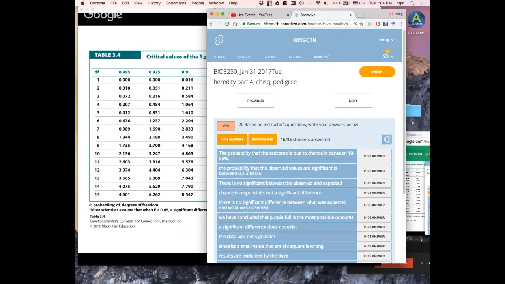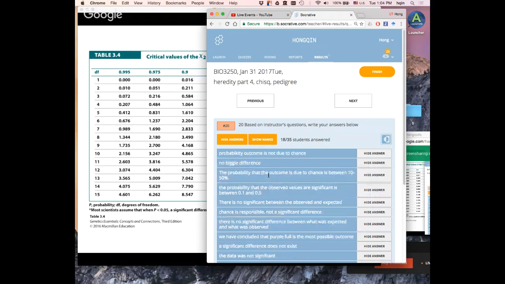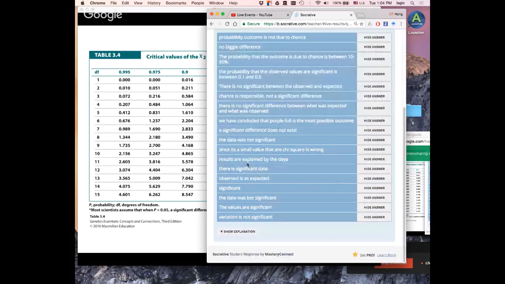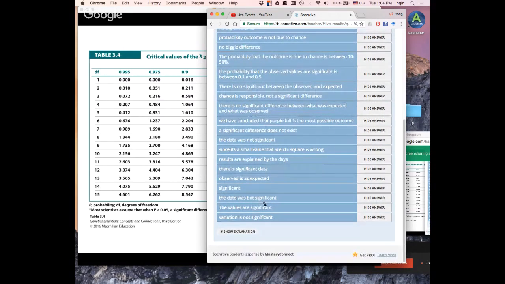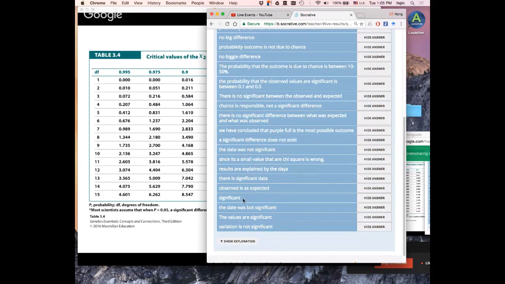Okay, let's see. "There's no significant probability that the outcome is due to chance." That's incorrect. I know what you want to say, but the way this is stated is incorrect. "The probability that the observed value is significant." That's also incorrect. This one is actually correct. "There is a significant..." No, this is not. "Observation is as expected" is also correct. "Significant?" No, that's not significant.